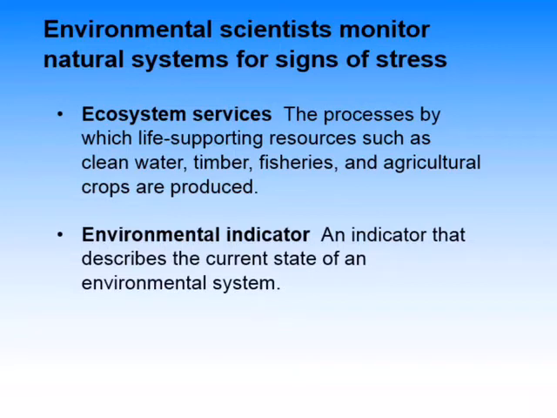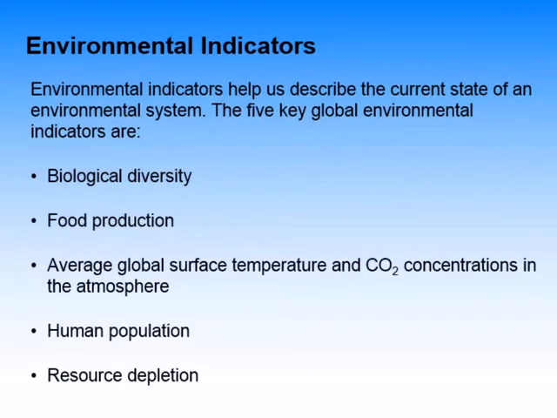But environmental scientists also look at environmental indicators as a means of measuring the health of the environment. And on this page, we have the 5 key environmental indicators. These major indicators include biological diversity or biodiversity, food production, the average global surface temperature and CO2 concentrations in the atmosphere, the human population, and how humans are depleting resources.